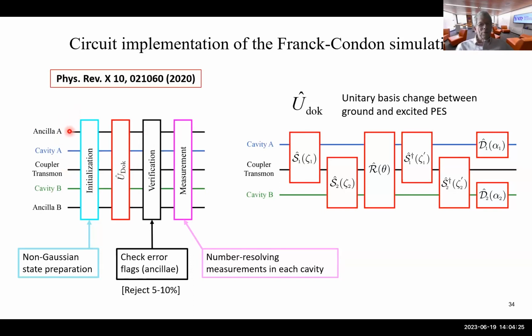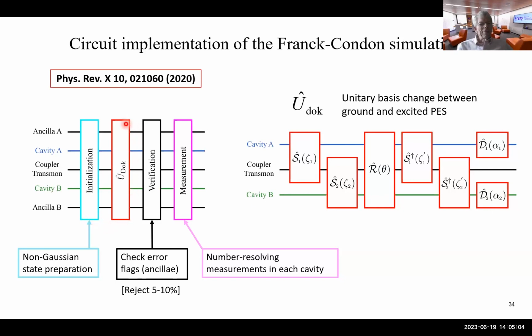We have two cavities, A and B, that represent the mechanical vibrations of the molecule. There's a coupler transmon that does the beam splitter, and there's an ancilla transmon in Alice and Bob to control those states. So we have to do non-Gaussian state preparation. We have to prepare, let's say, 2 photons in Alice and 3 photons in Bob to represent 2 mechanical vibrations in the bend and 3 in the stretch in the initial state.